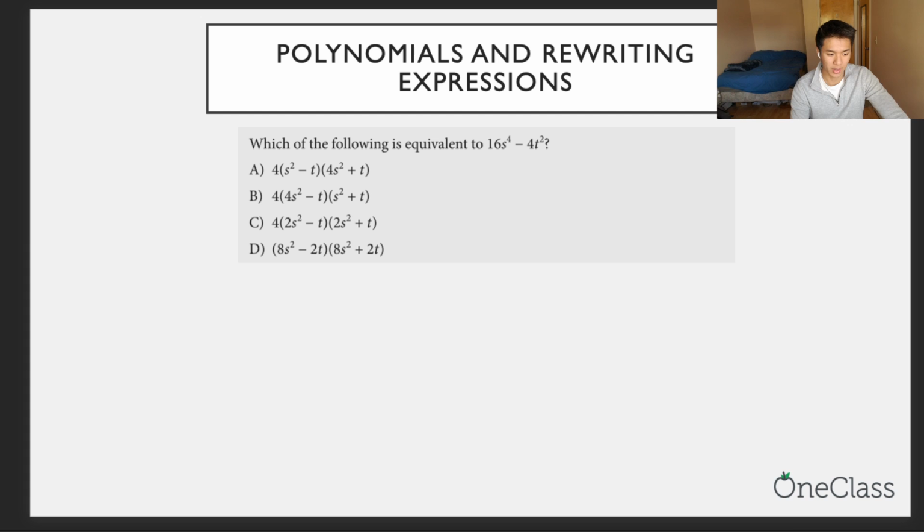So we can take another look at other types of questions. And for this one here, this is testing more so our comfortability with shortcuts and very fundamental formulas when we're dealing with polynomials. So the question says, which of the following is equivalent to 16 times s to the power of 4 minus 4 times t squared?